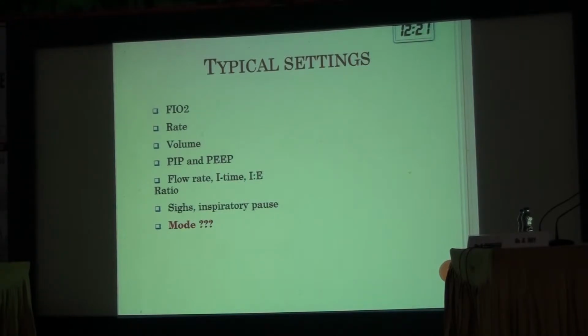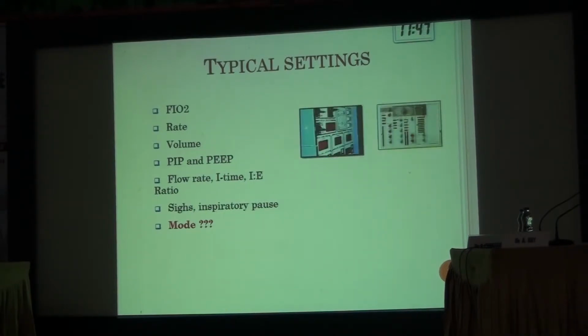In the typical setting, what the critical care specialist or the attending doctor is supposed to set is an FiO2, the rate, the volume, the peak inspiratory pressure and the positive end expiratory pressure, flow rate, inspiratory time, inspiration expiration ratio, sigh if necessary, inspiratory pause, etc., and then finally the mode. These all actually are dependent on the mode, which mode you are going to put the patient on, and on that only these different parameters and the vocabularies, I will come into that.